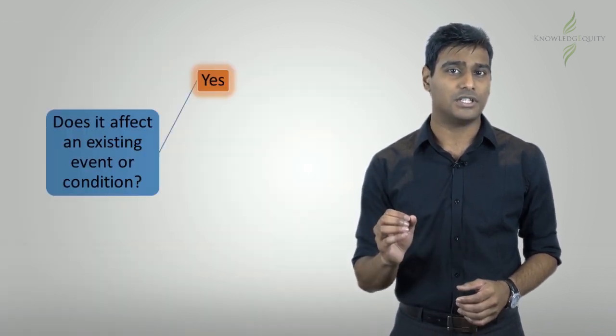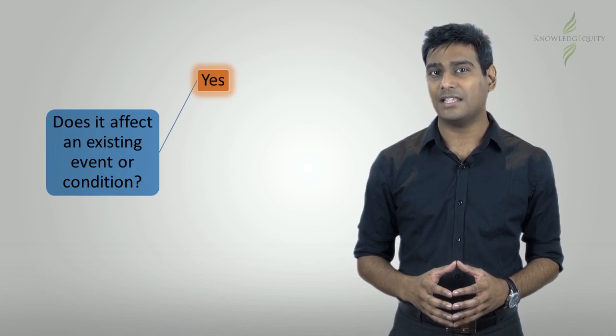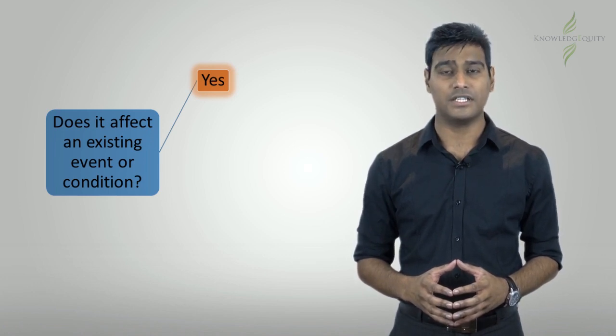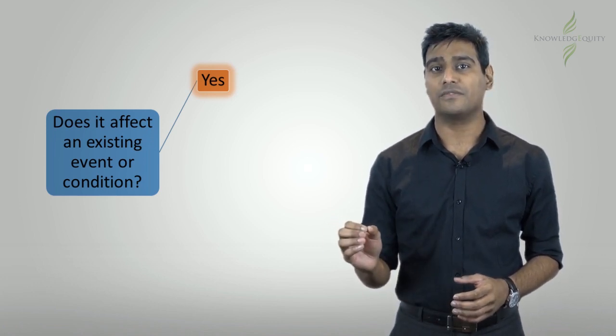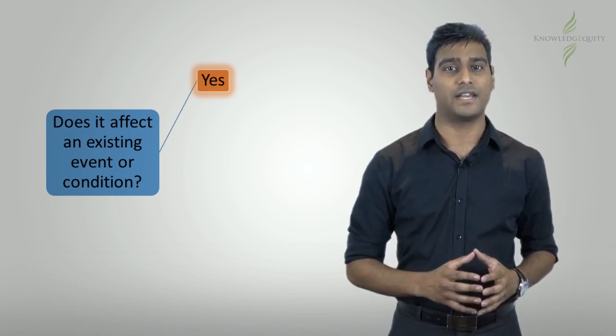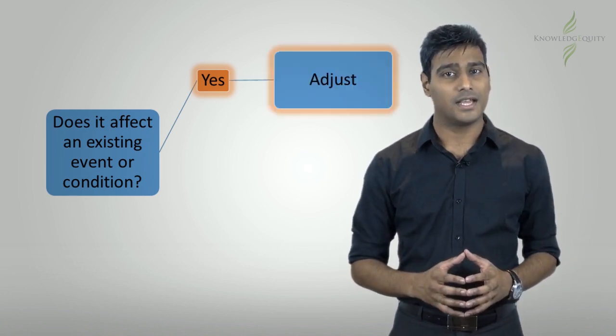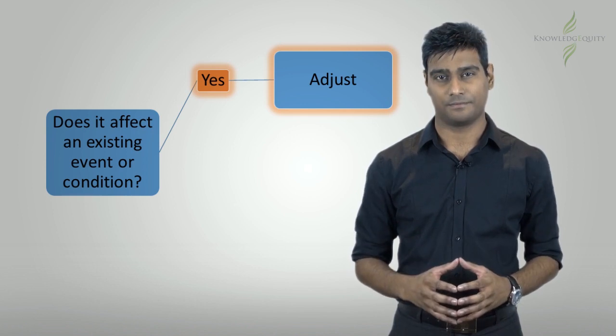Consider inventory that cost $10,000 at year end and which was sold for $9,000 in the beginning of the new financial year. Using the decision tree, we can see that the event of selling the inventory for $9,000 after year end relates to valuation of inventory that existed during the financial period. Thus, this is an adjusting event.